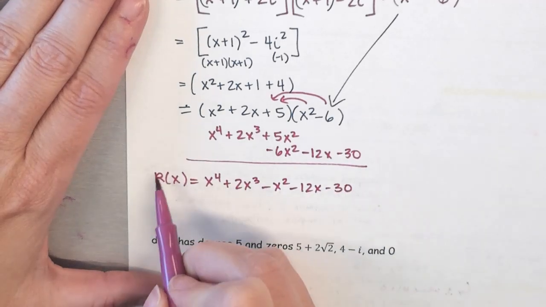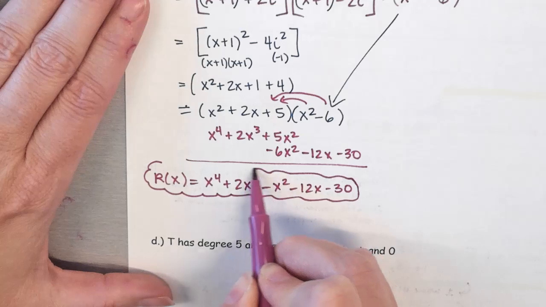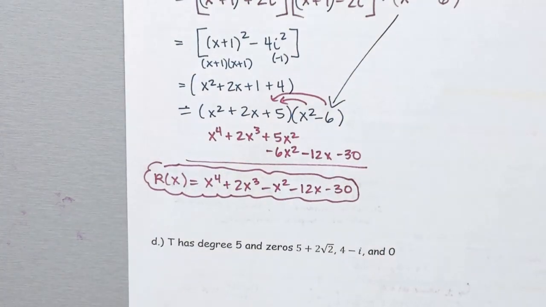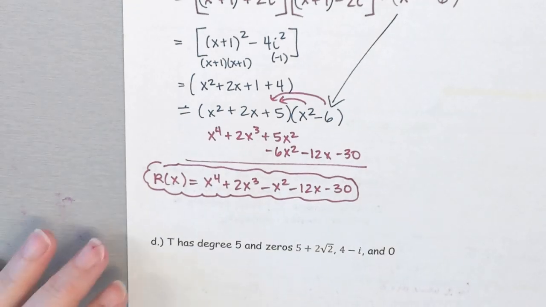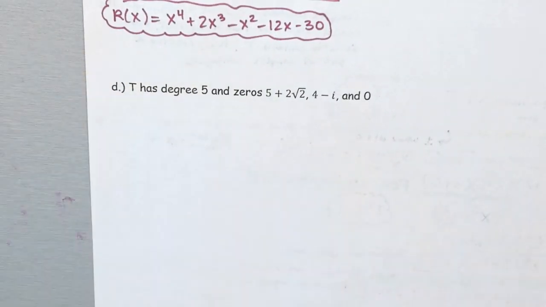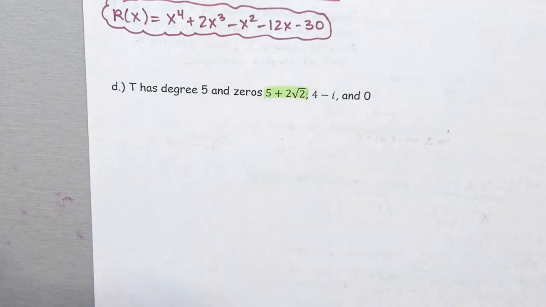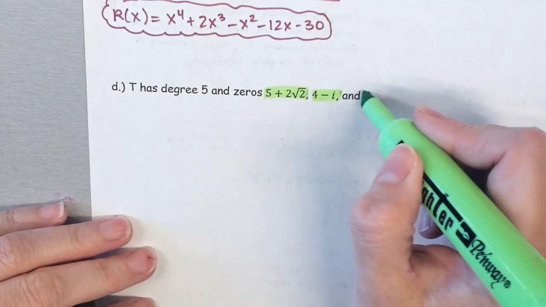So how do we do on that one? All right, the grand finale, degree 5. We ready for this? Okay, so t has degree 5. They give you the zeros: 0, 5 plus 2 root 2, 4 minus i, and 0.